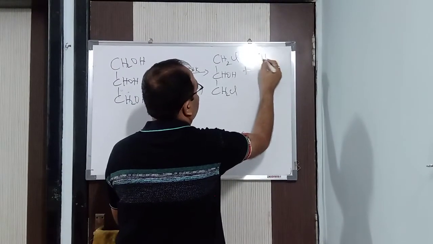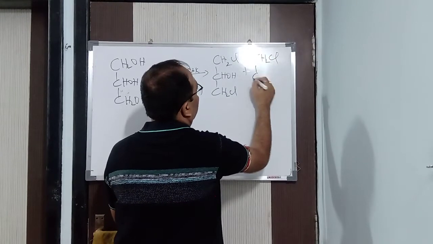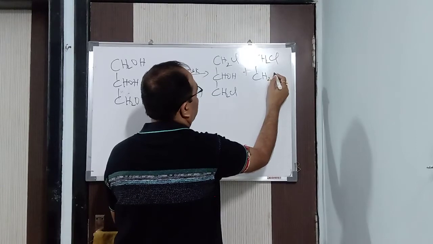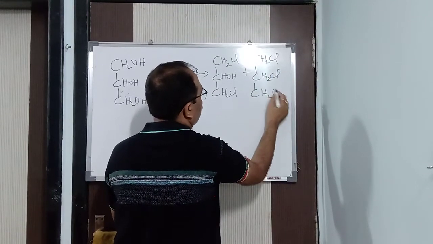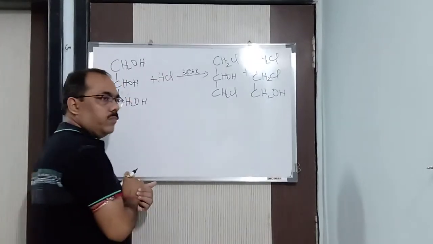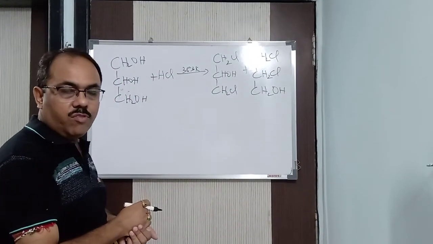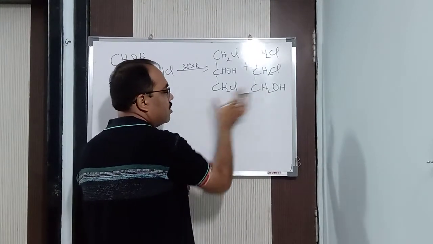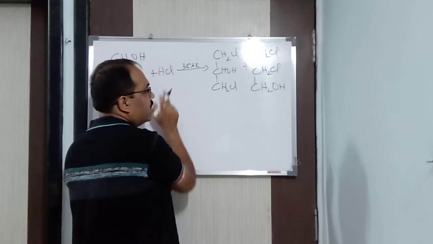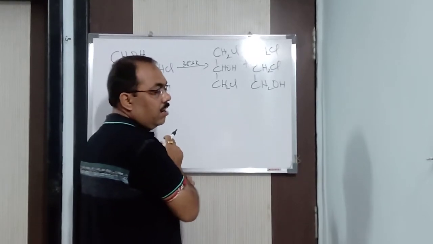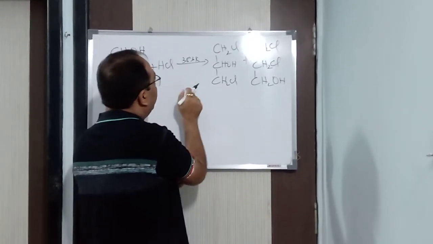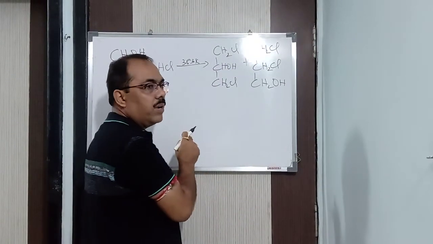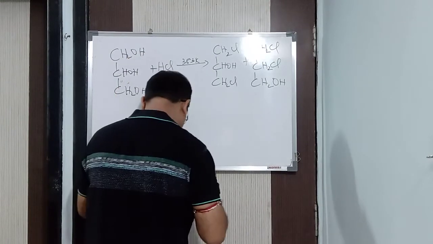Here we can also get CH2Cl, single bond CH2OH. I can write it this way also. One more product will be there. One will be a major product, and this will be a minor product. If I take excess of HCl, then all three OH groups will be replaced by chlorine. If I take excess, fine.